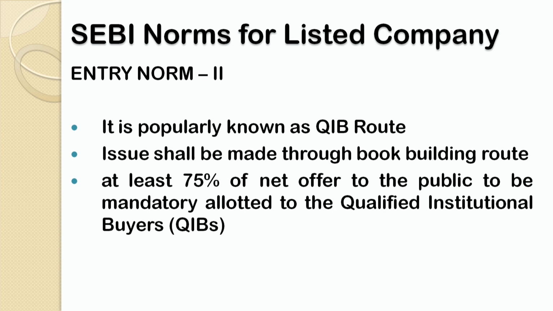Now, here in this entry norm 2, when we discuss listed companies, the offer for the public issues must be made with the book building method. That means the company can't adopt the fixed price method. It is compulsory for the company to adopt the book building method. Now, the third and most important point is that at least 75% of the net offers to the public made by the listed companies in connection with the public issues must be subscribed by the QIBs. So, at least 75% of the net offers must be subscribed by QIBs.